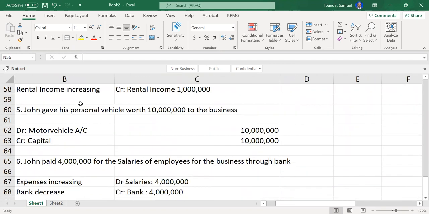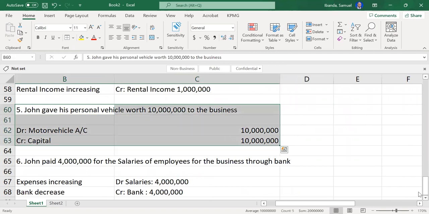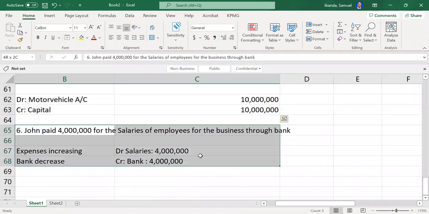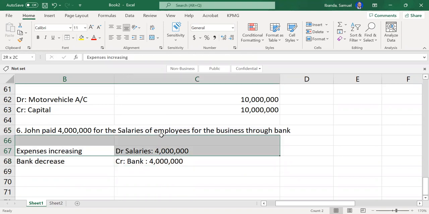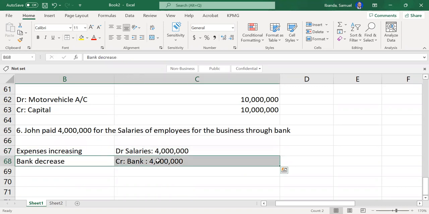Now, that is motor vehicle. Let's look at this, which is: paid 4 million for salaries of employees for the business through bank. We say that when expenses are increasing, we debit them. So we debited our salaries, and bank was decreasing in this case since we are paying out our money. And in this case, bank reduces.